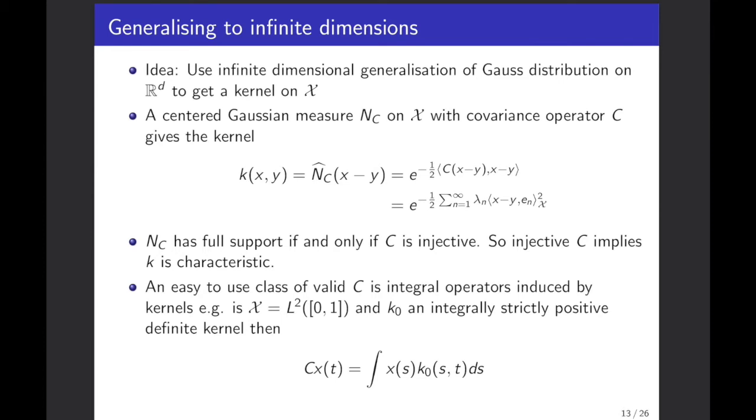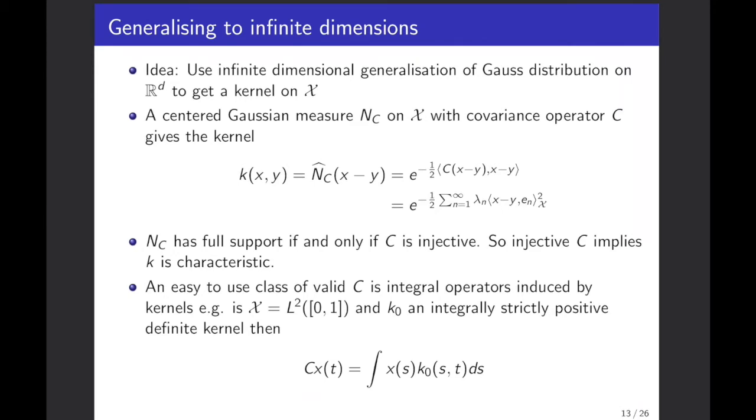So how can we get examples of injective covariance operators? Well, the really easy case is to take some K0, some kind of base kernel, which is on whatever underlying space your functions might have. So if your functions were in L2 over 0, 1, K0 will be a kernel on 0, 1, and defining the corresponding integral kernel operator here. And then if K0 is integrally strictly positive definite, which there are lots of examples of, then C will be injective.